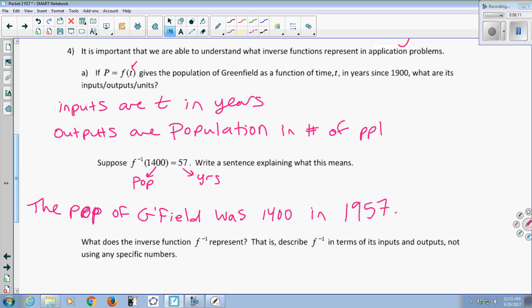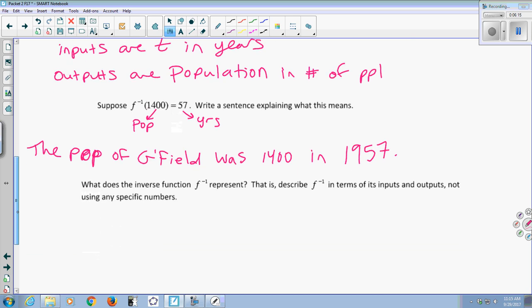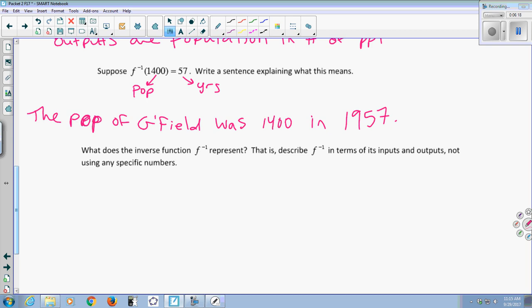So what does the inverse function represent in general? So the inverse function takes a population size and tells you when it happened, right? So its inputs are population size and it outputs a year.